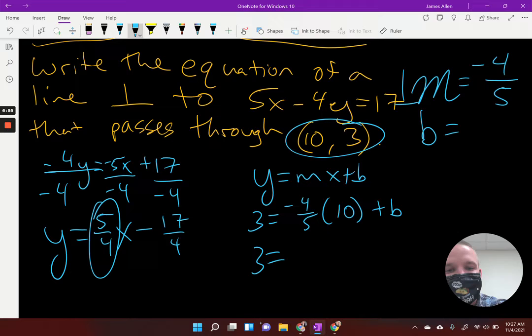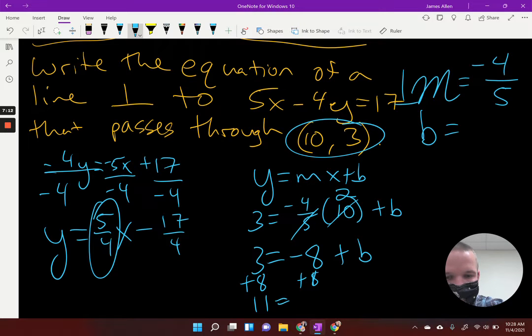We're having fun here. All right, so I could do -40 over 5 and divide that out, or I could be smart and awesome and throw that as 2, right? 5 and 10, I can simplify that down to 2 and I get -8. Either way, you'll get -8 there. Add 8 and I get 11 for b.